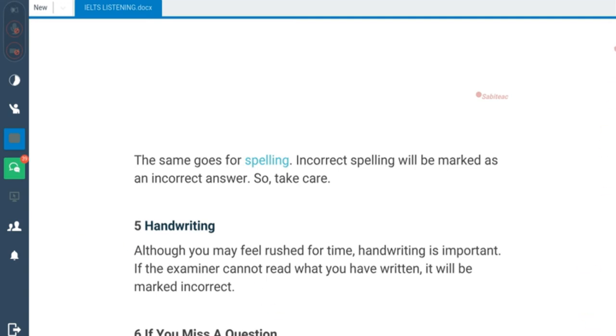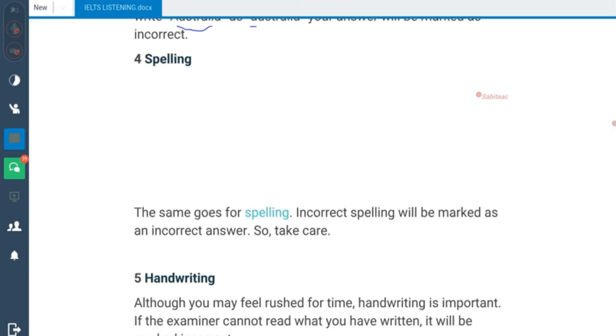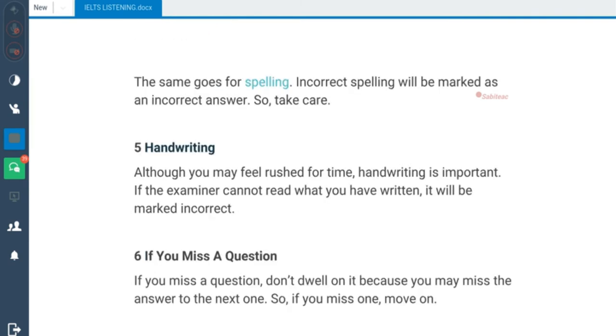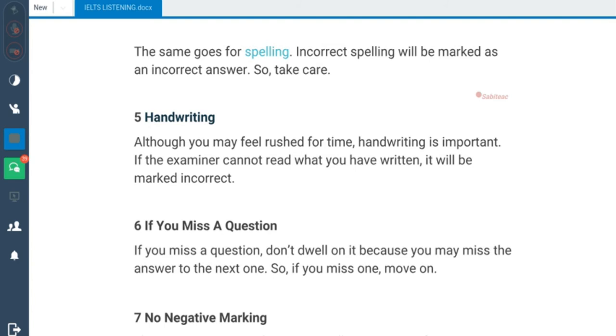All right, so spelling. You have to be careful about your spelling too. Incorrect spelling will be marked as an incorrect answer. Once again, if your spelling is incorrect, then the answer is incorrect. So you have to make sure that your spelling is correct.